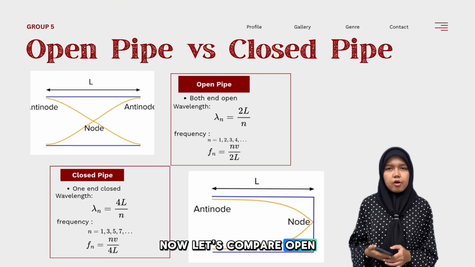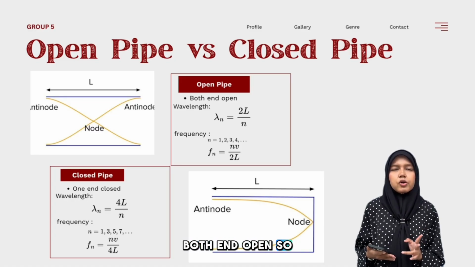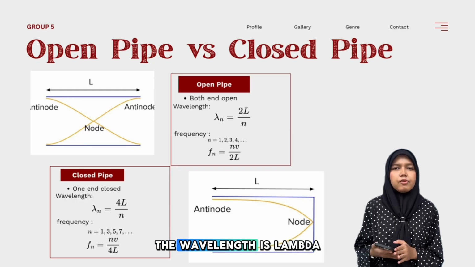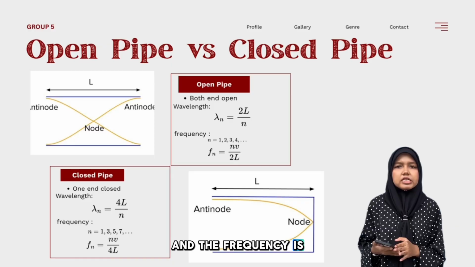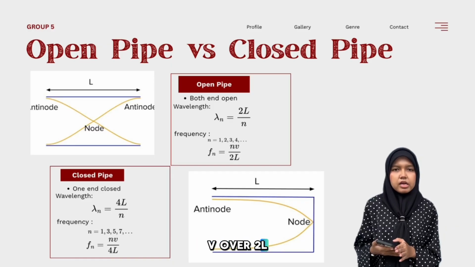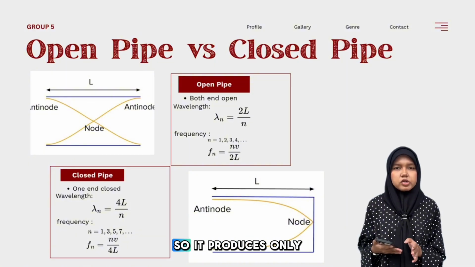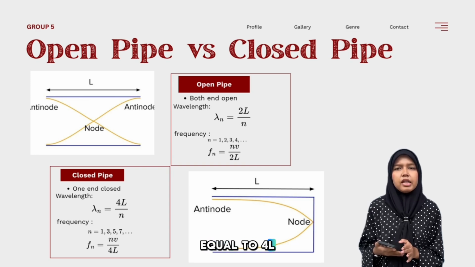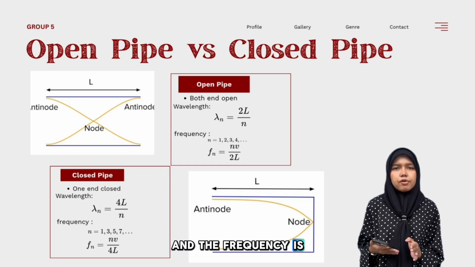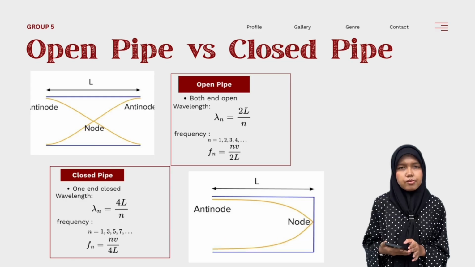Now, let's compare open pipes and closed pipes. An open pipe has both ends open, so it produces all harmonics. The wavelength is lambda equal to 2L over n and the frequency is f equal to nv over 2L. A closed pipe has one end closed and one end open, so it produces only odd harmonics. The wavelength is lambda equal to 4L over n and the frequency is f equal to nv over 4L. This is why open pipes and closed pipes produce different sounds.